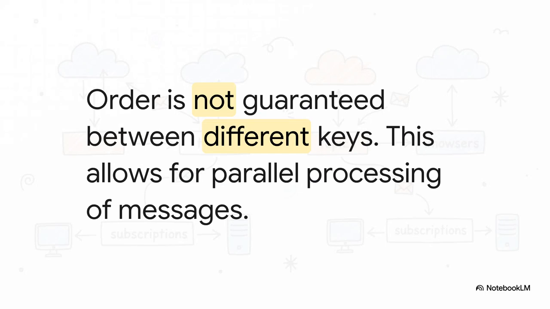Now here's the really smart part. That ordering guarantee only applies within a single key. There is no ordering guarantee across different keys. So messages for key A and messages for key B can be processed at the same time, completely in parallel. This is fantastic. It gives you the best of both worlds. You get strict, in-order processing for things that need it, like updates for a single user, while still getting massive parallel throughput for all your different users combined.